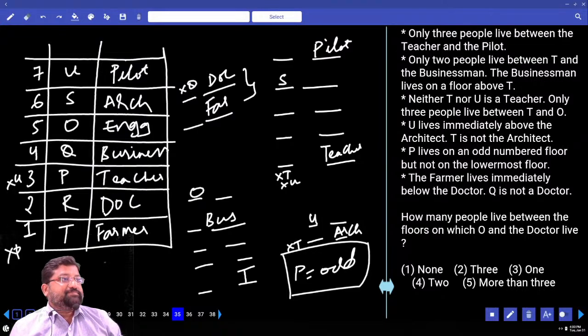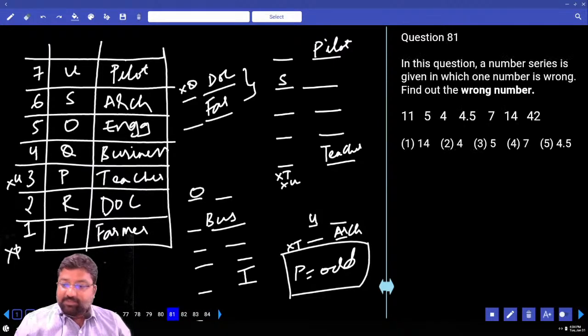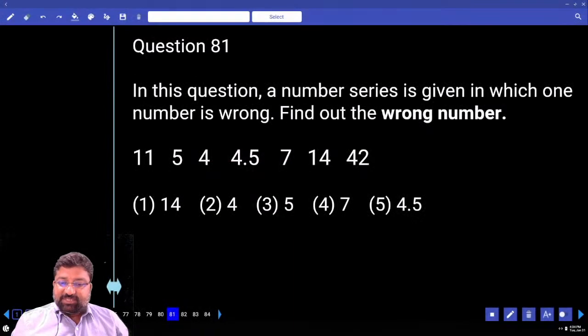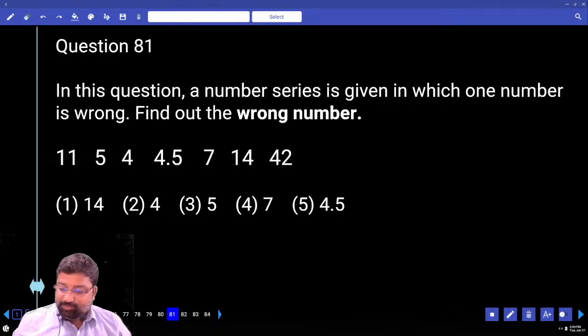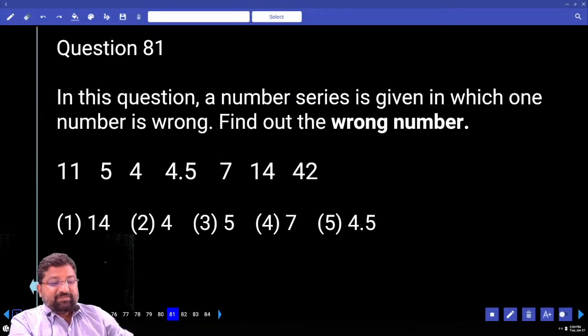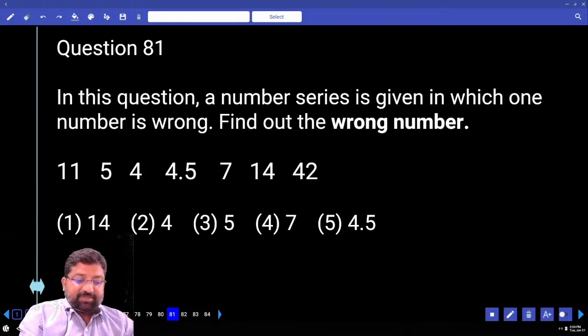Number series? Let's go for number series. Wrong number, missing number. Most of the students are scared of wrong number, but wrong number is the most easiest. Okay, don't worry. Look at this. Increasing or decreasing? Decrease and then slowly increase. But there is one decimal number here. This is a clear indicator to us.